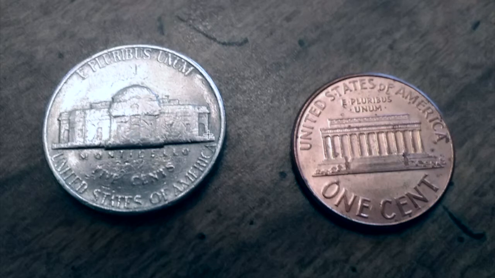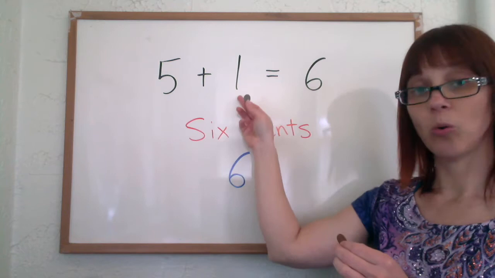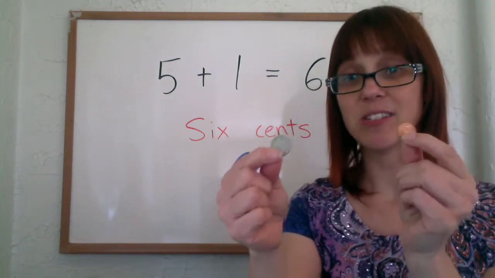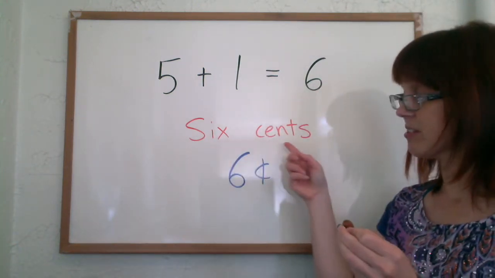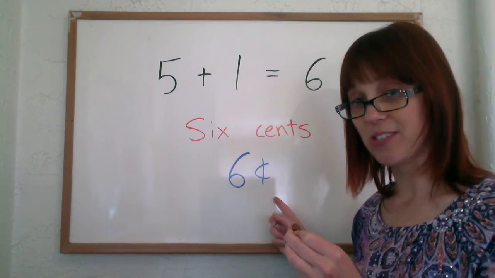So here is a nickel, so that's 5 cents. Here is a penny, 1 cent. 5 plus 1 is 6. 6 cents. 5 plus 1 is 6. 6 cents. Or I can write it like this. 6 cents.